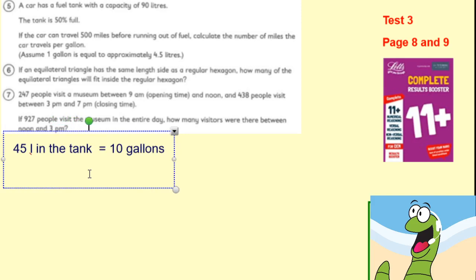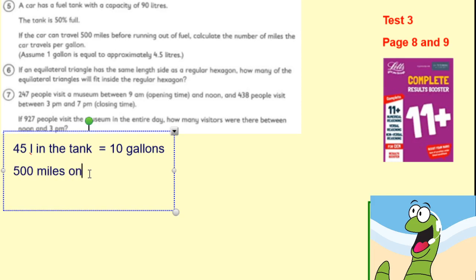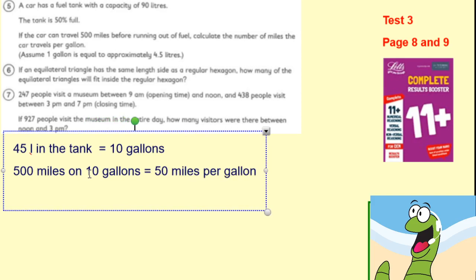So to cover 500 miles on 10 gallons, that would mean that it would cover 50 miles per gallon, because if we go backwards, 10 times 50 is 500.